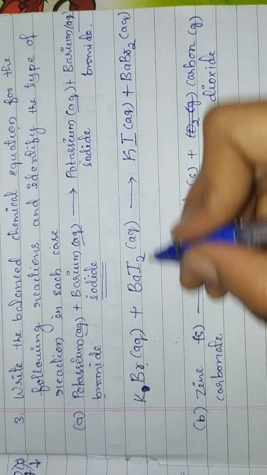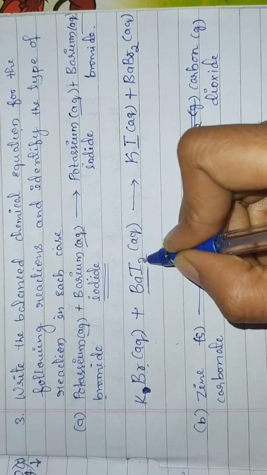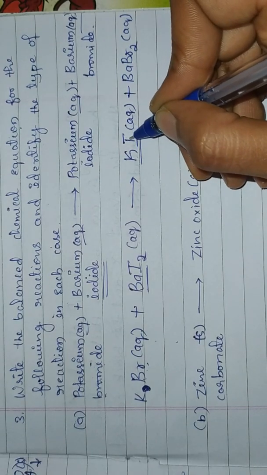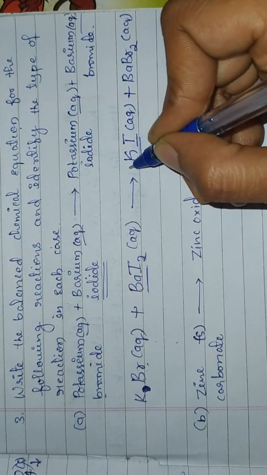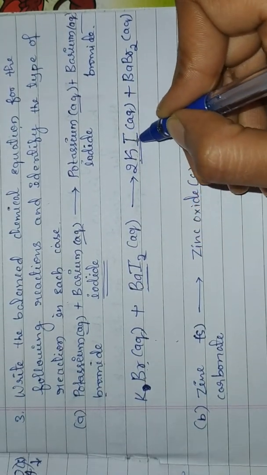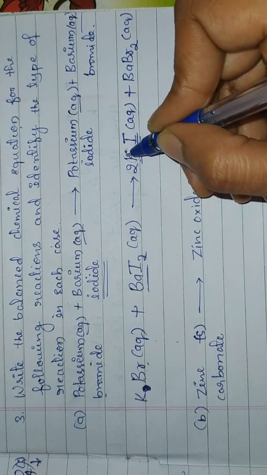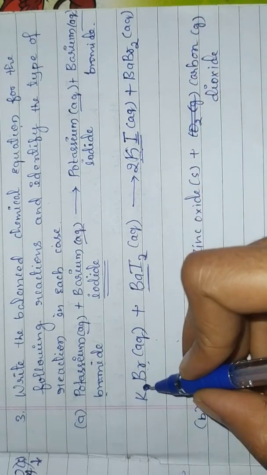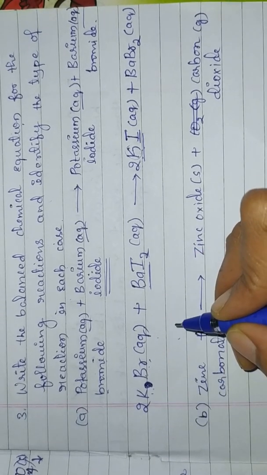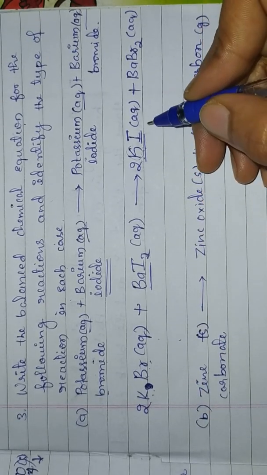See here, we'll start with this compound, barium iodide. Here 2 iodine atoms are there, but on the product side only one is there. So we have to multiply this whole compound by 2. Now the iodine atoms are balanced. Now we will balance the potassium. On the product side 2 potassium atoms are there, but on the reactant side only one potassium atom is there. So here we have to multiply by 2. So now the number of potassium atoms on the reactant and product side becomes equal, that is 2.